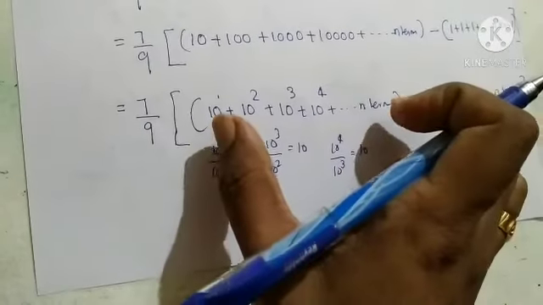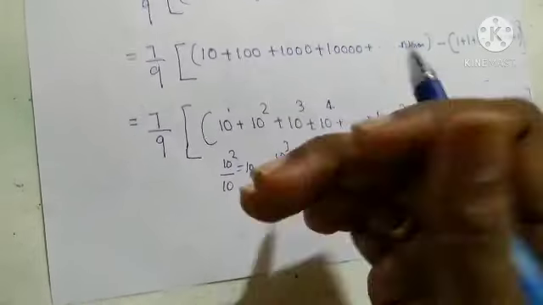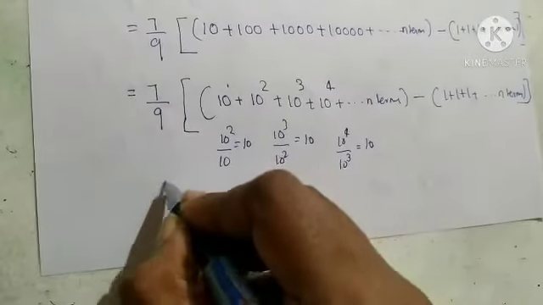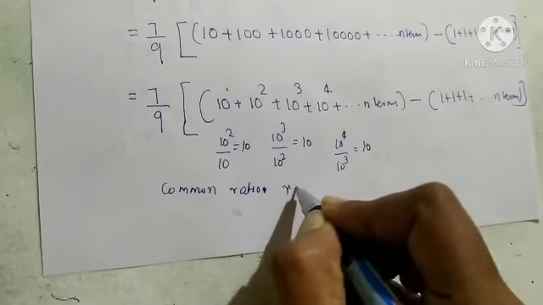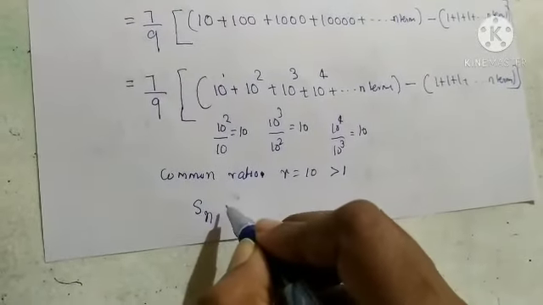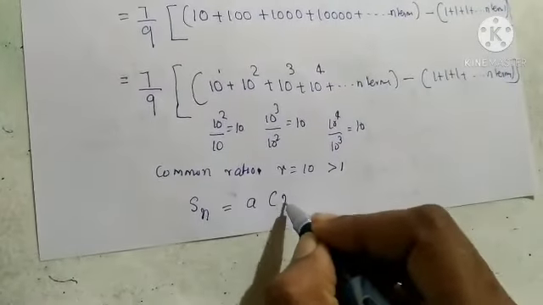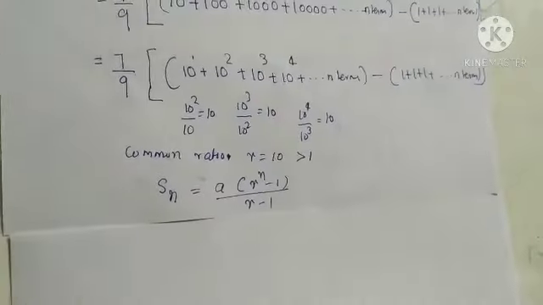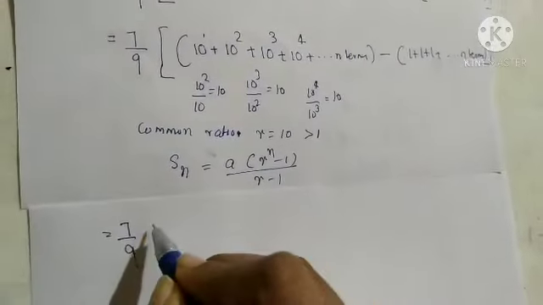So I'm going to use the formula for finding the sum to n terms in GP. Here the common ratio R is 10, which is greater than 1. So using the formula for finding the sum of n terms in GP, a into r raised to n minus 1 by r minus 1, here, and we get writing this 7 by 9 here.